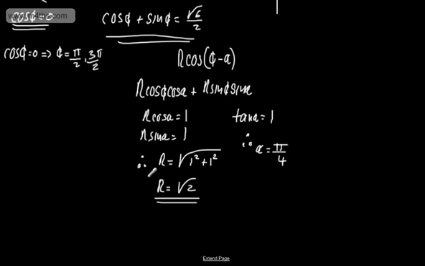So I can rewrite this in the form root 2 cos of theta minus pi by 4 is equal to the value right here, which is root 6 over 2.